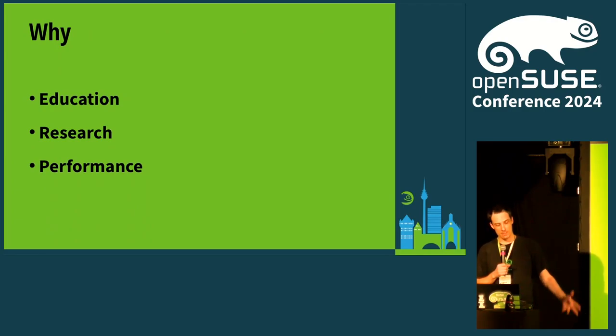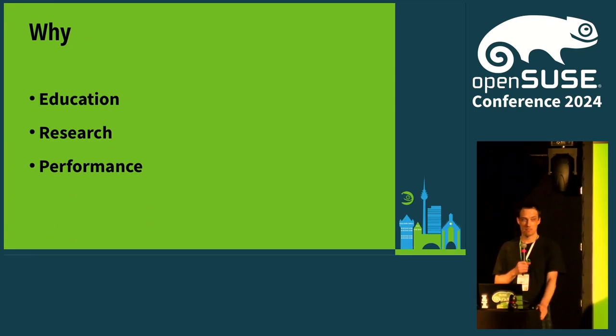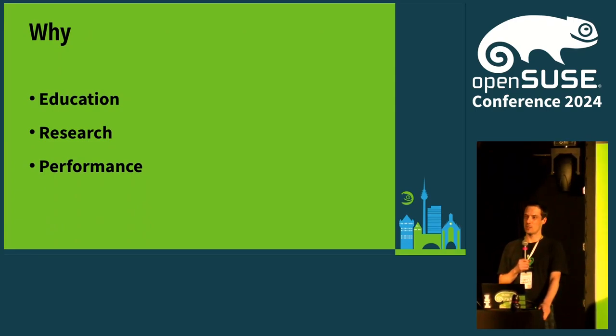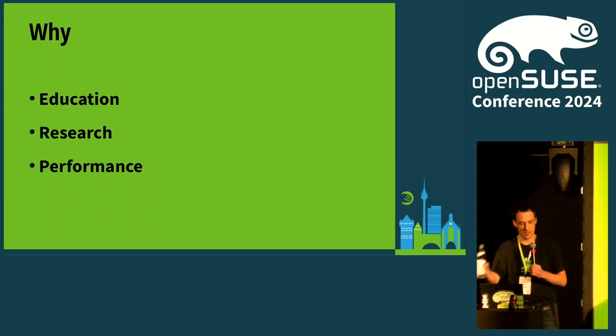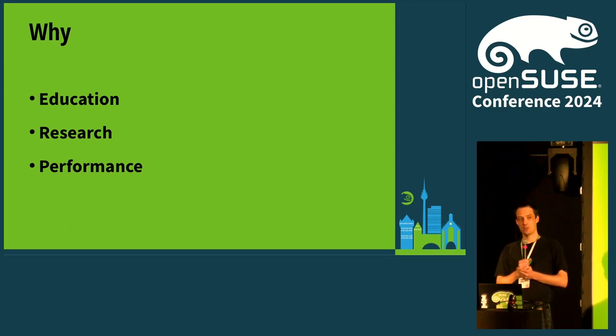So why would you want to do that? What are the advantages that you can have by writing your own scheduler? Well, it is good for students. They would have an easy way to make changes to a core component of the kernel and see their effect rapidly, immediately, without needing to recompile. Then it's useful for researchers who want to do experiments, test new algorithms, and see what they do. And also, it is of great interest for performance.